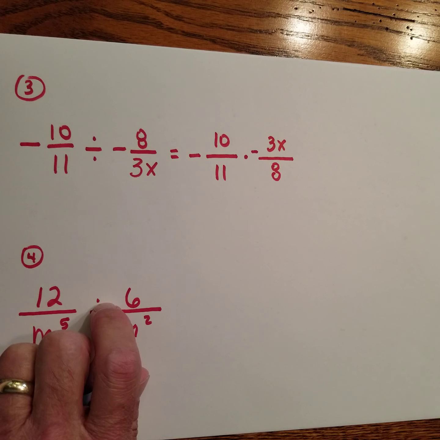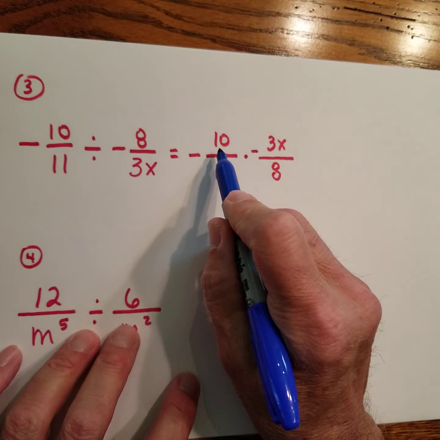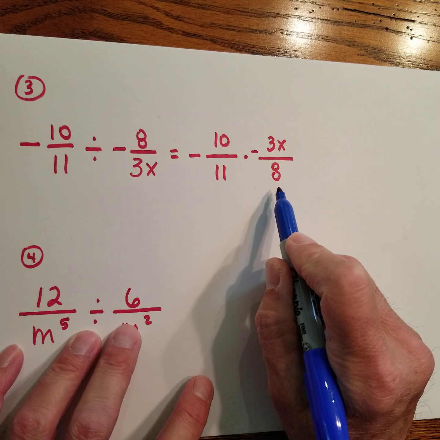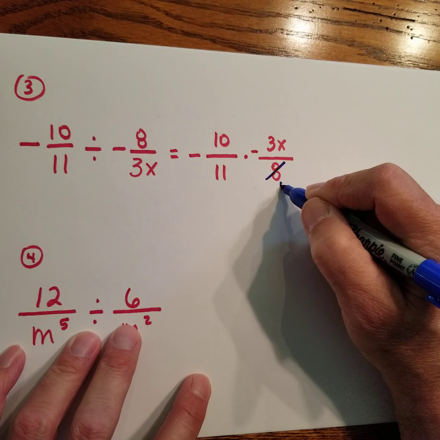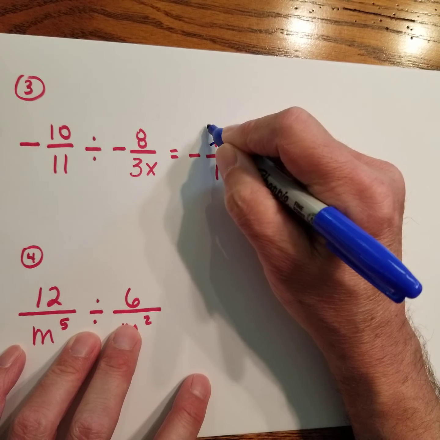Now reduce. I'm looking at the 10 and the 8. Those are both even numbers, so they're divisible by 2. 8 divided by 2, 10 divided by 2.